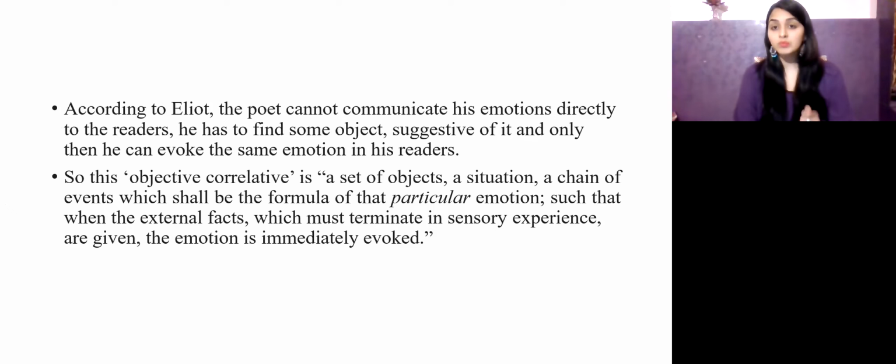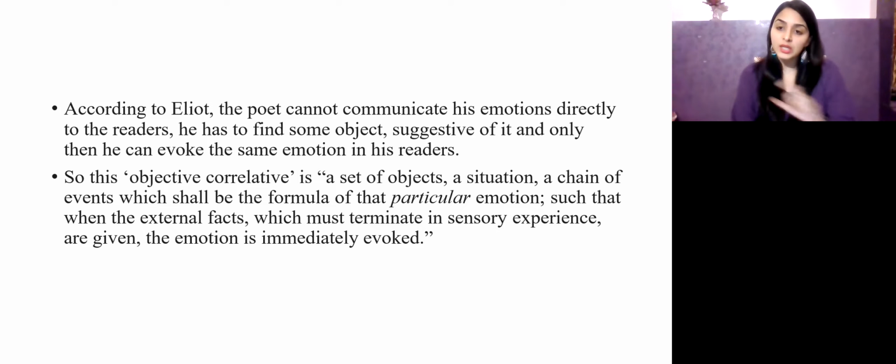Now, according to Eliot, the poet cannot communicate his emotions directly to the reader. He has to find objects suggestive of it, and only then can he evoke the same emotion in his reader. According to him, one cannot directly bring out emotions in the person who is reading. What he has to do is bring out an object where the reader can relate and feel all the emotions. So, this objective correlative is a set of objects, a situation, or a chain of events, which shall be the formula for the particular emotion.